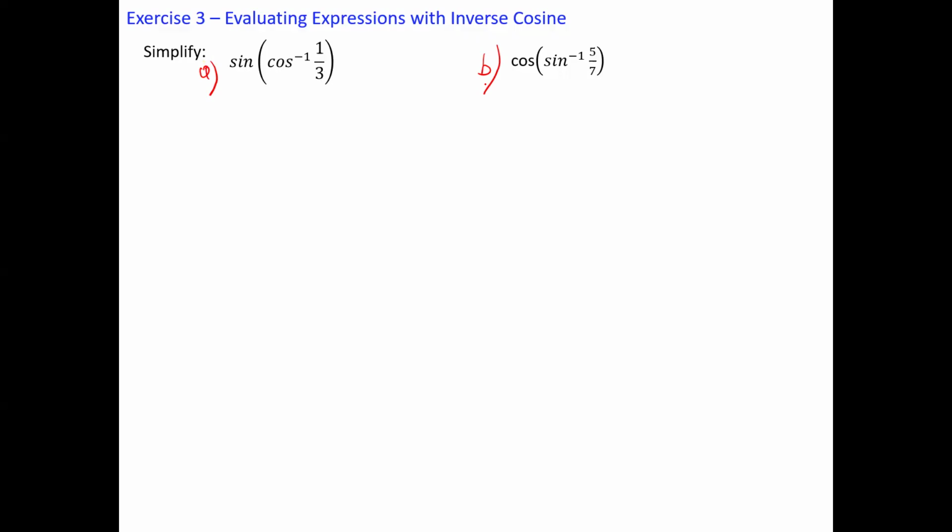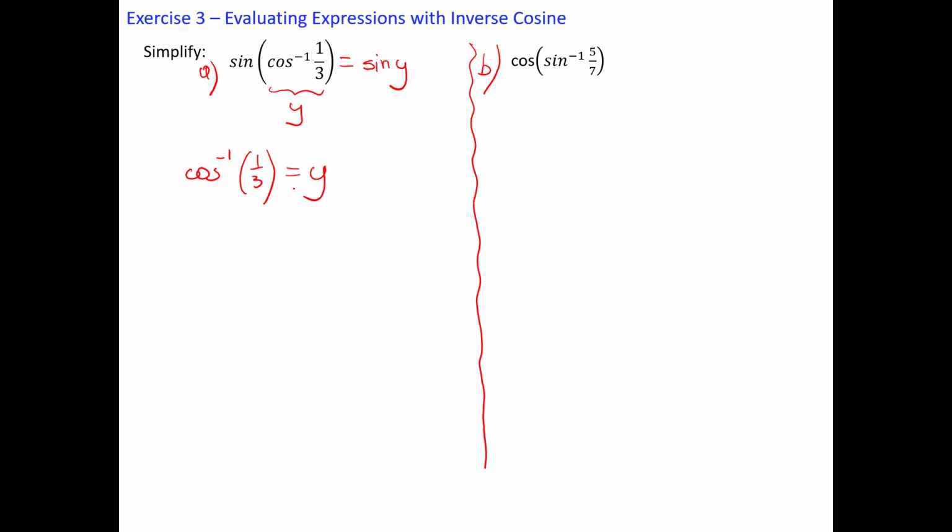But now how can we simplify this? That's what we can do. We may try to call it y, and I will say sine of y. We have to find out what sine of y is. Now, inverse cosine of 1/3 equals y. Now I can switch based on the definition. I can say cosine of y equals 1/3. Yes, because that's the definition.